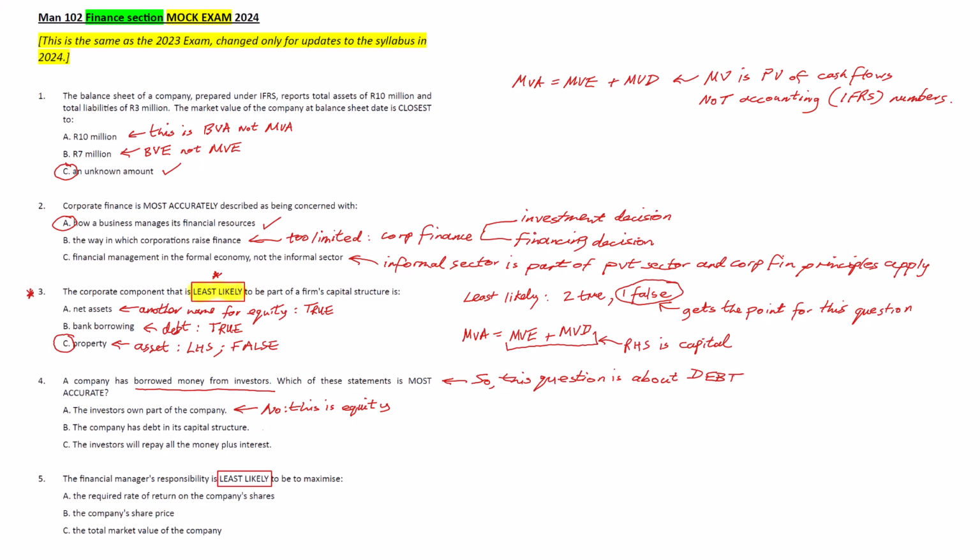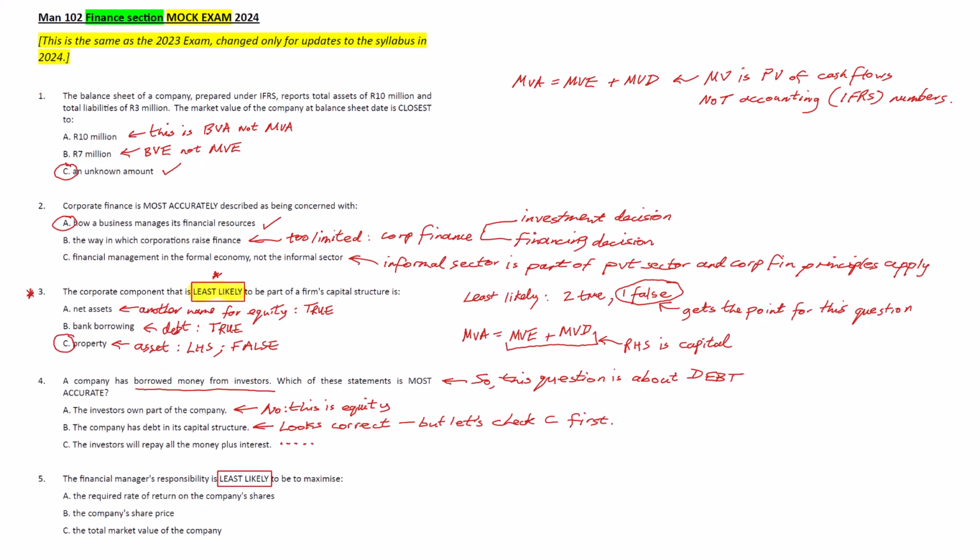B, the company has debt in its capital structure. Now, we're very happy with that. We say that that seems to be the right answer, but just to be certain, and there are only 3 choices to scan through in each of these questions, so we're going to look at C and see if C is correct.